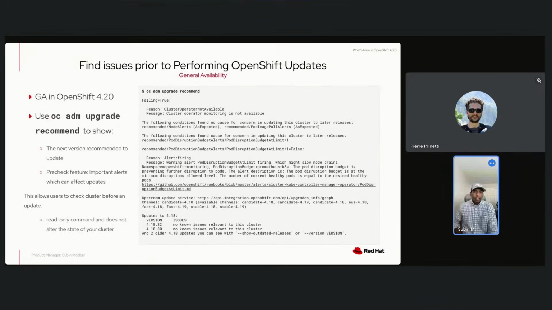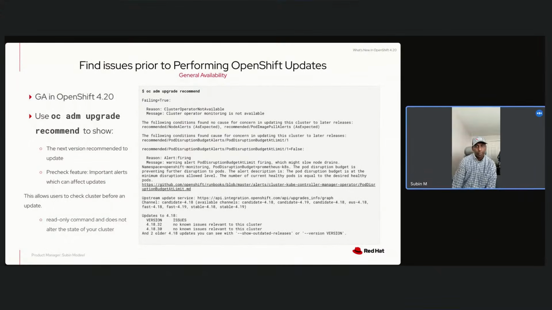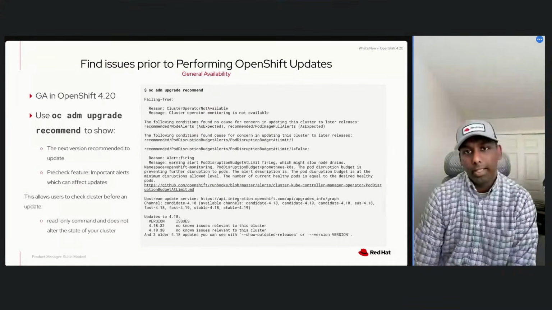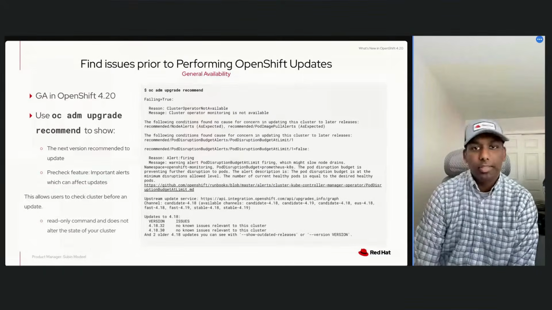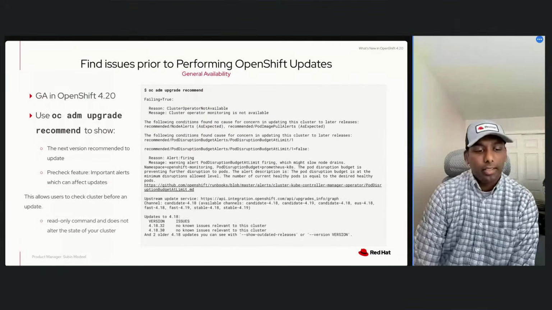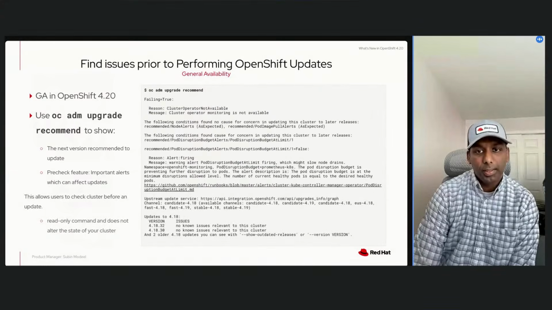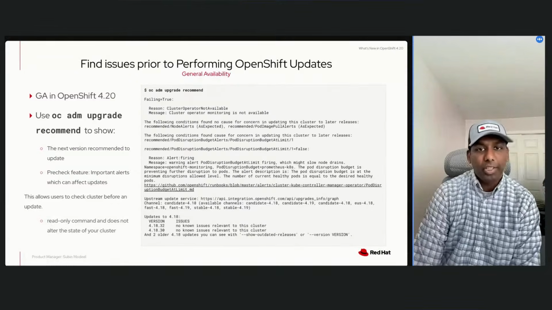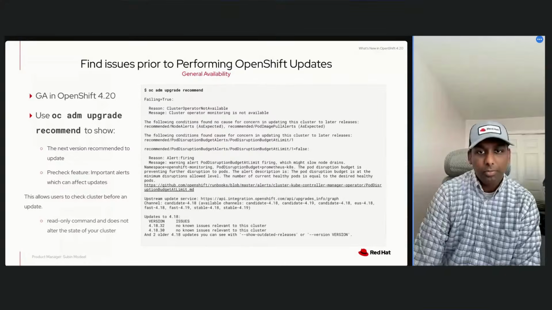Thank you. In OpenShift 4.20, we added two commands to improve the OpenShift update experience. The first command is oc adm upgrade recommend. This provides two features which will help our cluster admins while they update an OpenShift cluster. The first feature is that it shows you the versions which are recommended for the next update. This provides you a freshness of which version is the next one for updating.